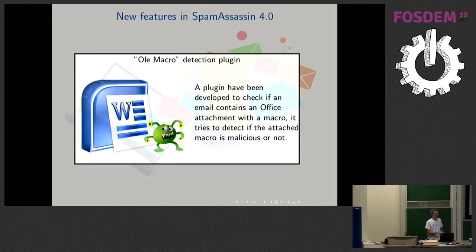This is a new plugin in SpamAssassin 4. It detects if there's an attachment with a macro in Word or Excel, and it detects if this macro is trying to do something it's not supposed to do.